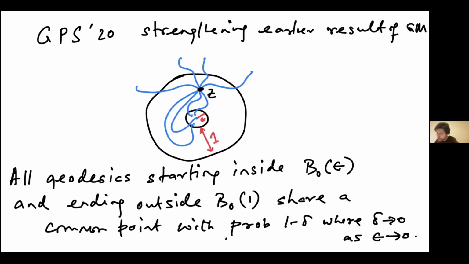And so the statement is that if you take any point inside this ball of radius epsilon, and you look at any point outside the ball of radius 1, and if we look at the geodesics, they all merge. So there is a common point Z, which is shared by all the geodesics which start from inside this smaller ball and end outside this bigger ball. Okay, with high probability. So if epsilon is very small, then with 99% chance, every geodesic starting from inside this ball and ending outside this ball will meet and share a common point. So they all coalesce. Okay. Is the statement of this coalescence picture clear?